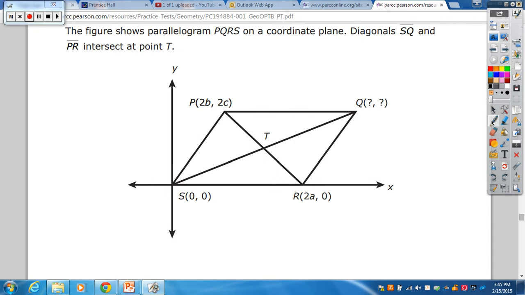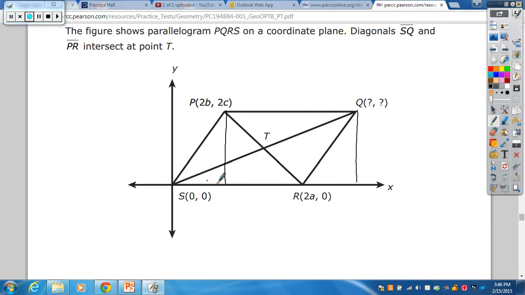Okay, we've got one of those coordinate proofs that we did quite a bit of. And so we want to figure out, let's see here. The figure shows a parallelogram PQRS on a coordinate plane, diagonals SQ and PR intersect at point T, and we need to figure out what the coordinates of Q are going to be, okay? So what I did here for this one, I went in and dropped a line down here, dropped a line down here. We did that in class earlier this year.